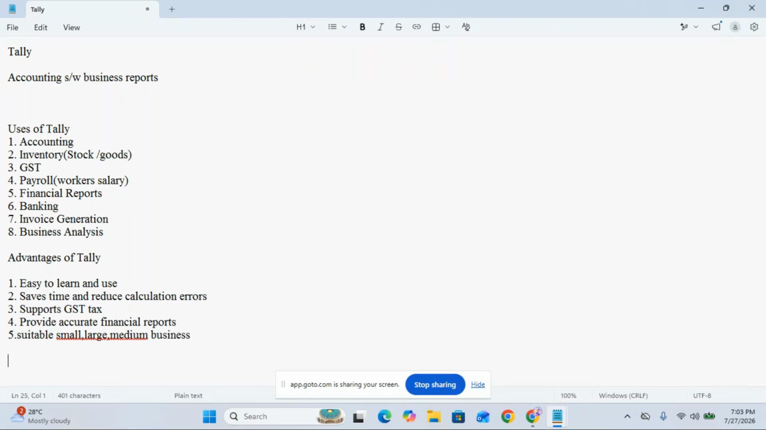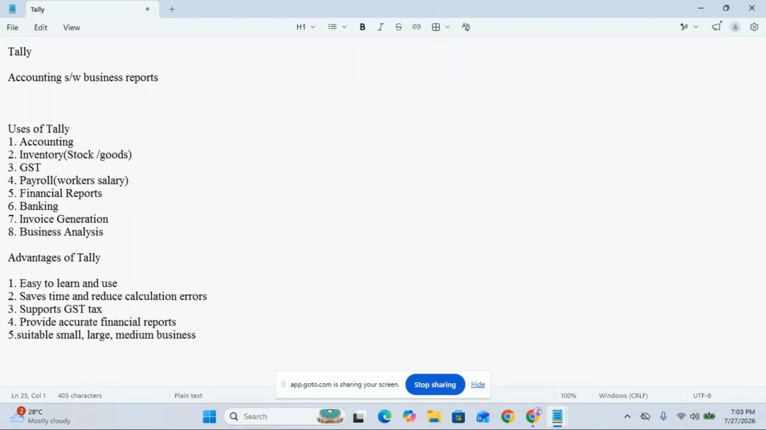So hope you all understood what is Tally, what are the uses of Tally and what are the advantages of Tally. Is that clear? Yes, everyone? So any doubts in this? Yes, ma'am. Any doubts? No, ma'am.